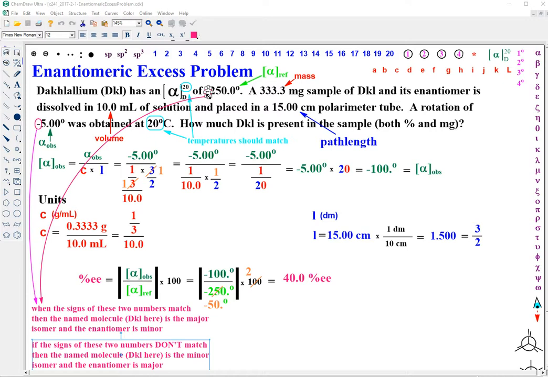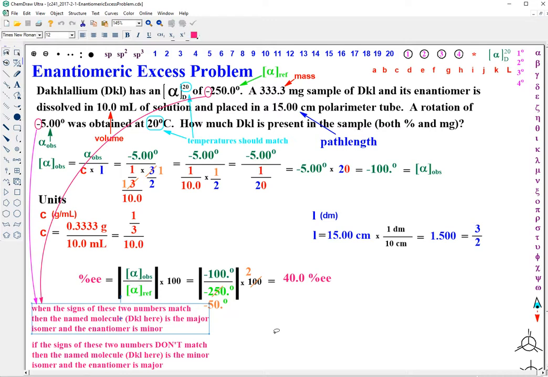It all comes from the signs of the reference rotation being compared to the sign of the observed rotation. The two scenarios are, if the signs match as they do here, then the named molecule, doclalium here, is the major isomer and the enantiomer is minor. If the signs of those two numbers didn't match, then the named molecule, doclalium, would be the minor isomer and the enantiomer would be major. So clearly, we are in the first scenario in this problem with both signs being negative.